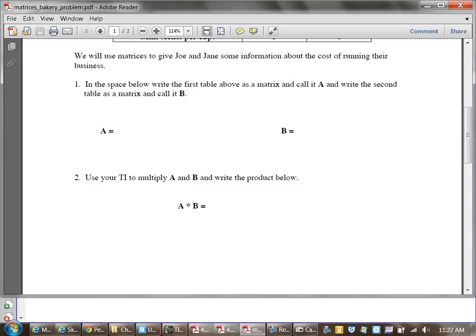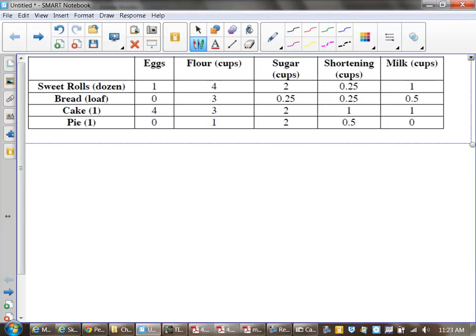Now, if you look at question 1, in the space below, write the first table as a matrix and call it matrix A. Remember, the table itself is written up as a 4 by 5. So from this first table, call this matrix A, it's going to be a 4 by 5 matrix. So let's create a 4 by 5.